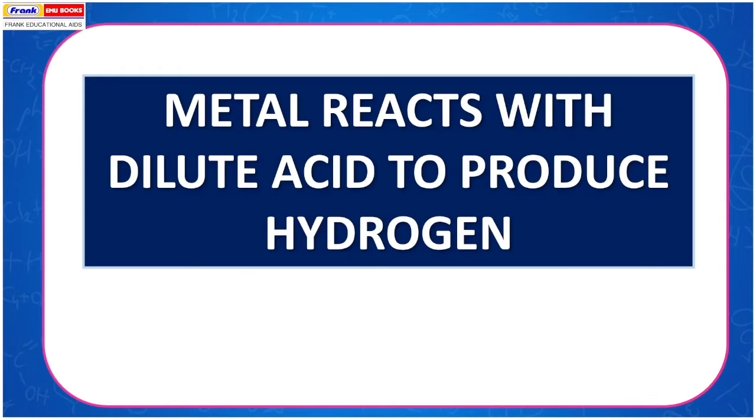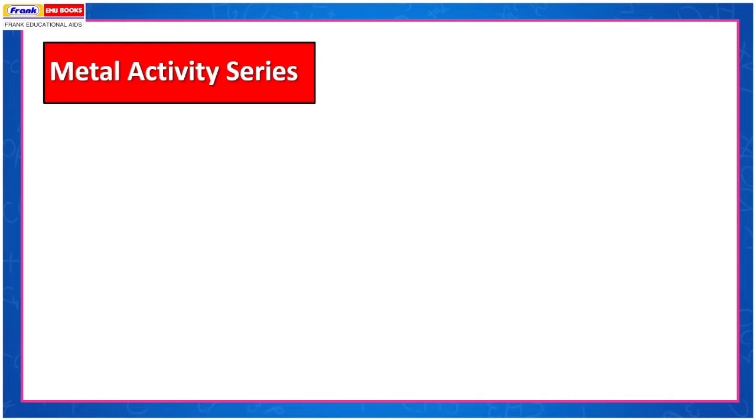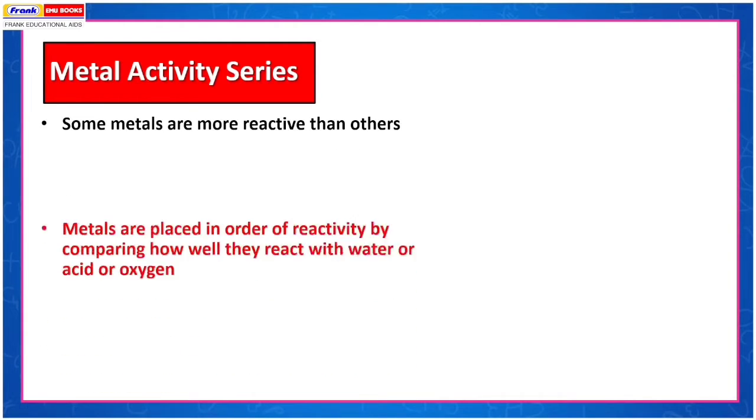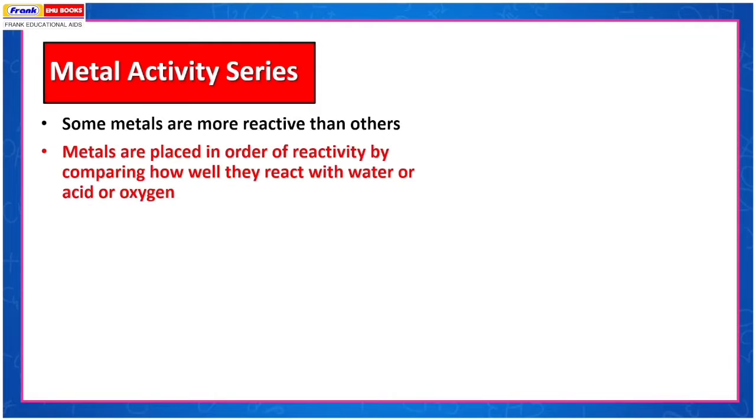Preparation of hydrogen from acid. Metal reacts with dilute acid to produce hydrogen. Metal activity series. Some metals are more reactive than others. Metals are placed in order of reactivity by comparing how well they react with water or acid or oxygen.